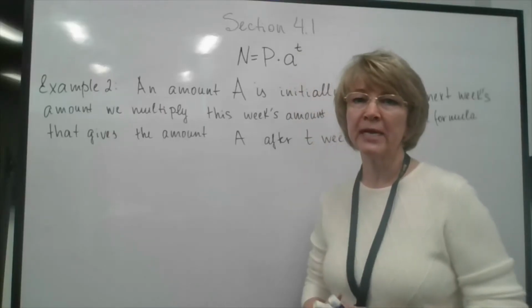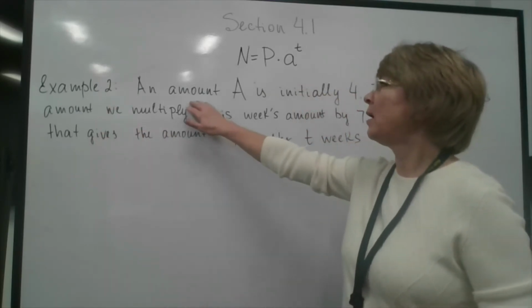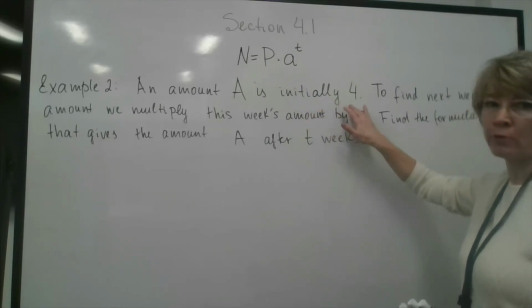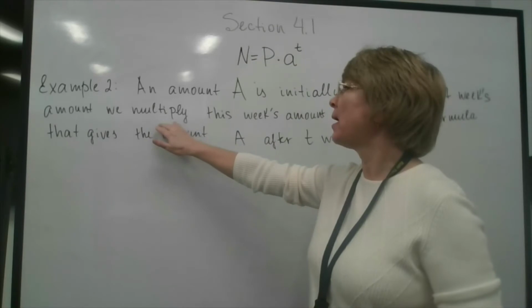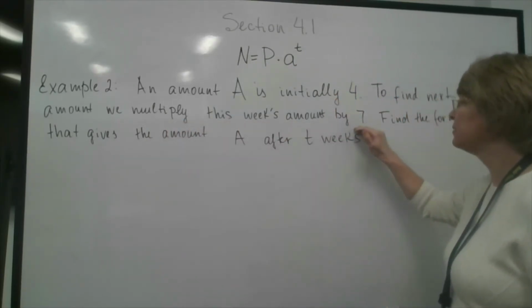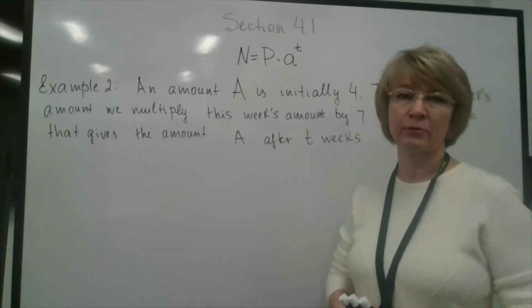Let's review the next example. Example number 2. An amount A is initially 4. To find the next week's amount, we multiply this week's amount by 7. Find the formula that gives this amount.